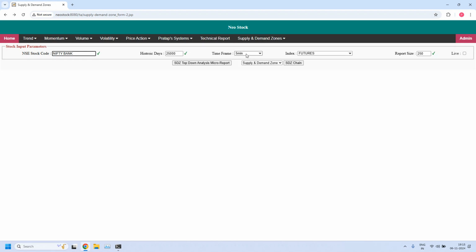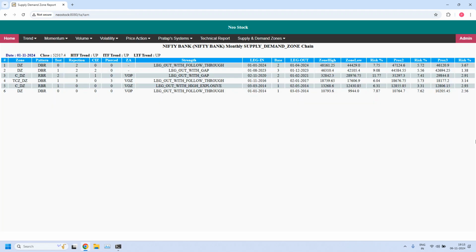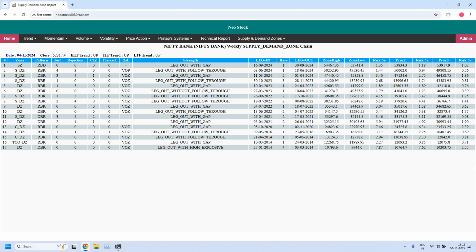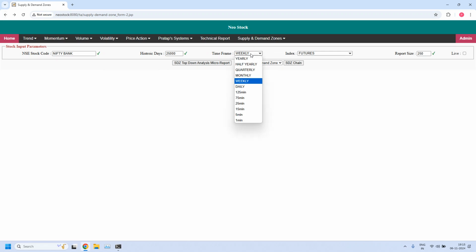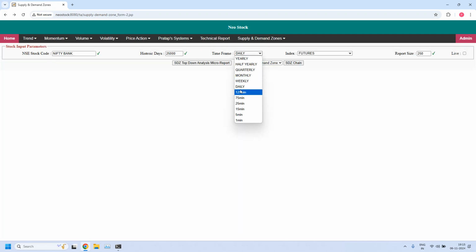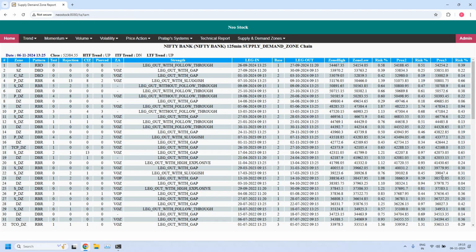Let's start with the monthly time frame, generating the monthly supply demand zone chain for Bank Nifty. Next time frame is weekly, generating the weekly supply demand zone chain for Bank Nifty. Next time frame is daily, generating the daily supply demand zone chain for Bank Nifty. Next time frame is 125 minutes, generating the 125 minute supply demand zone chain for Bank Nifty.